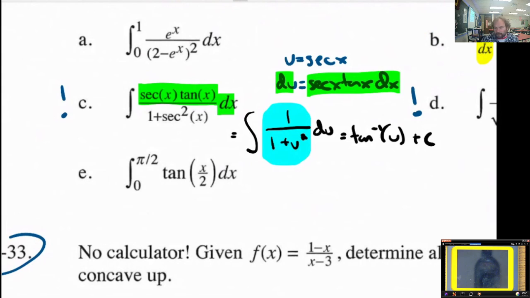This problem revolves around you recognizing the trigonometric relationship between secant, the derivative of secant, and secant tangent, and also seeing the tangent inverse going on there. I'm pretty sure you could probably do this problem with some trig identities also. So the final answer would be tangent inverse of the secant of x, plus c.